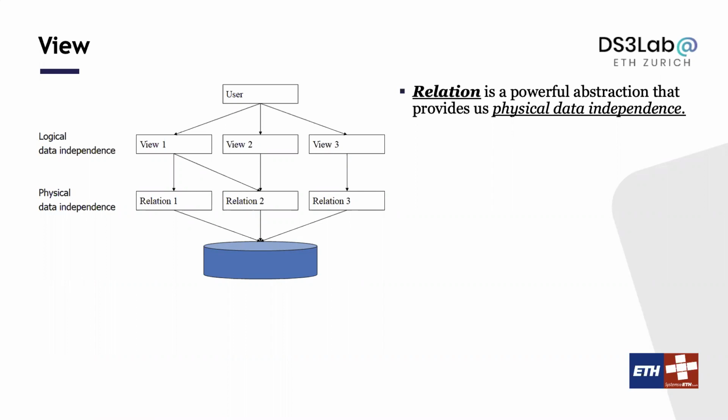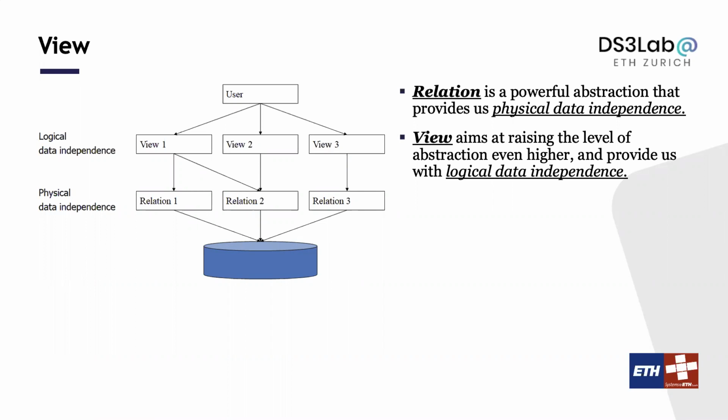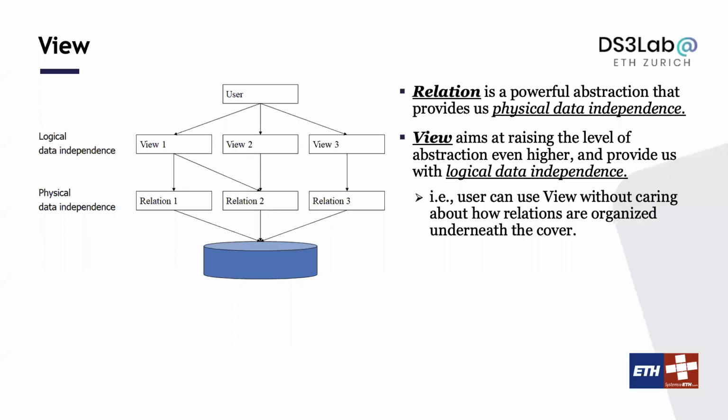We can actually go one level up in achieving data independence, and that is through something we call a view. That's at an even higher level of abstraction. The thing that we try to provide for the user is something called logical data independence. The goal is that the user can use a view without worrying about how relations are organized underneath the covers. That's one layer up, over the relation layer.